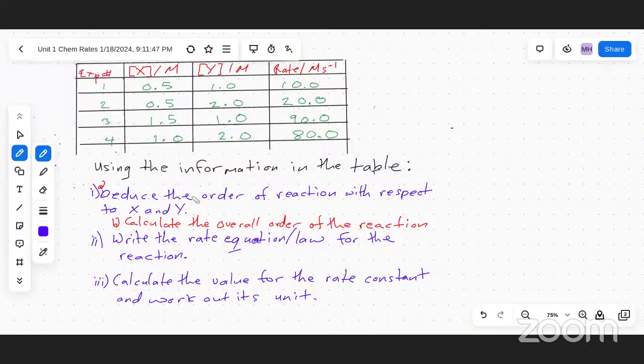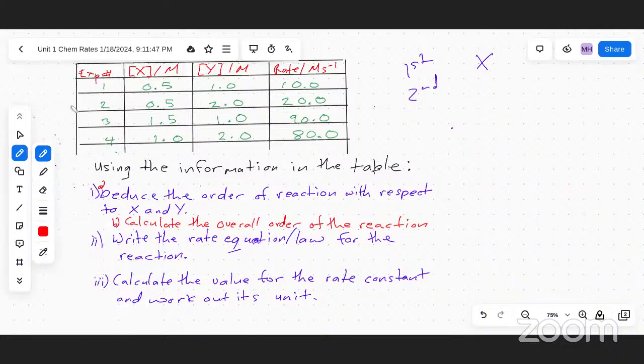All right. So anybody, what is the order of reaction with respect to x? First order, sir. Your second order. Hold on. Is it first or second? Second, sir. All right. So I heard first order, and I heard second order as well for x. Regina, which two experiments did you use for x? 2 and 4.